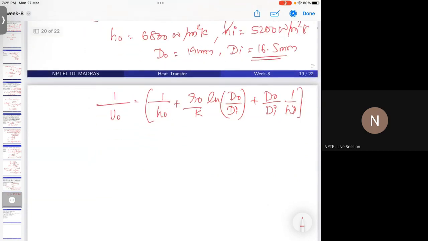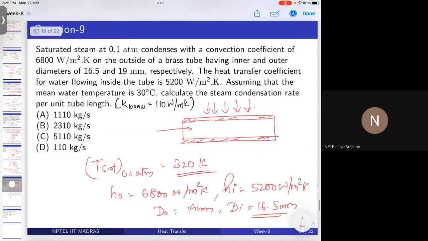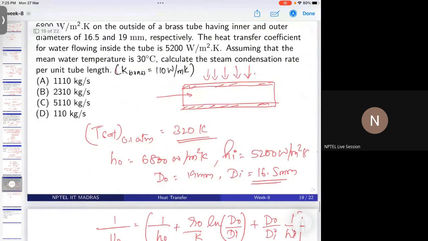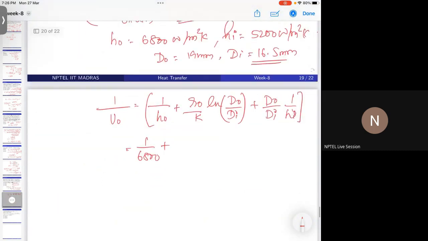So you have to find out 1 by 6800 plus this RO, which becomes 9.5 mm when divided by 2. So 0.0095 by 110 ln 19 by 16.5. Because it's a division, there is no need of converting to meter, as it will cancel out. Then 19 divided by 16.5 into 1 by HI, that is 5200.